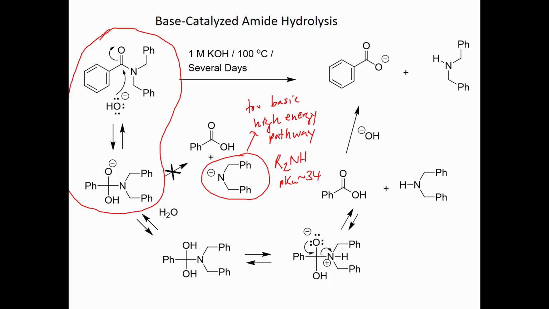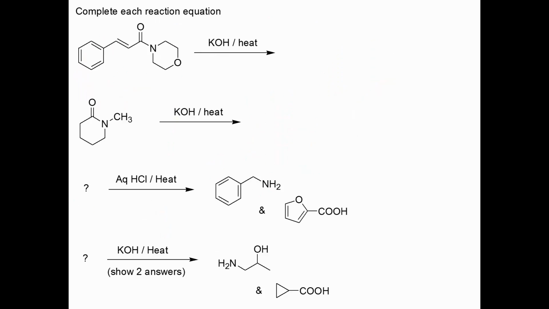In the strongly basic conditions, the carboxylic acid is going to go to the carboxylate salt, and we're going to get the free amine. And if you want the carboxylic acid, again, you have to adjust the pH to something like about 4, where the carboxylic acid would be protonated. Okay, let's look at some equations here. Try and complete these reaction equations.